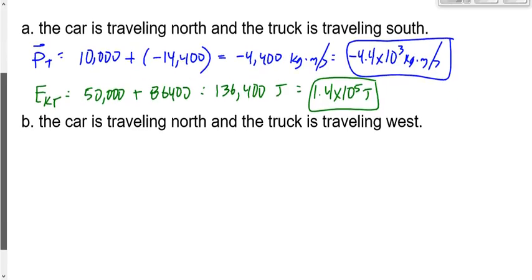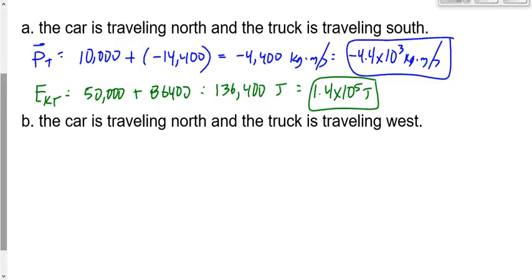What if the car is traveling north and the truck is traveling west? What now? Let's deal with momentum. How do you add these two together? How do you find the total momentum when one is going north and one is going west? Is it the same? Do we just say 4.4 times 10 to the 3? We're adding, but we're using the addition rules for vectors, for two-dimensional vectors.